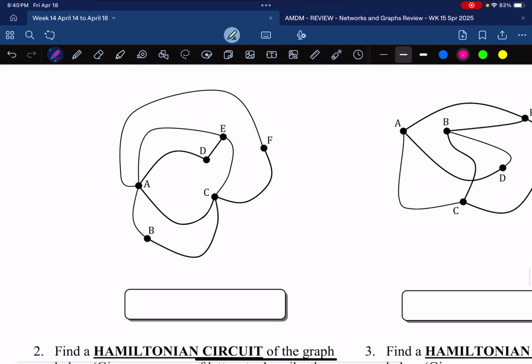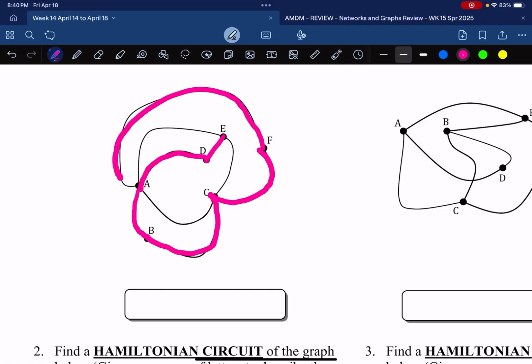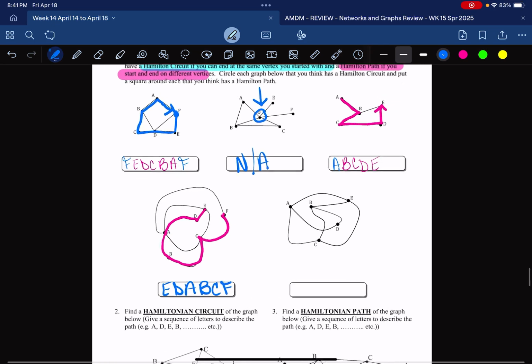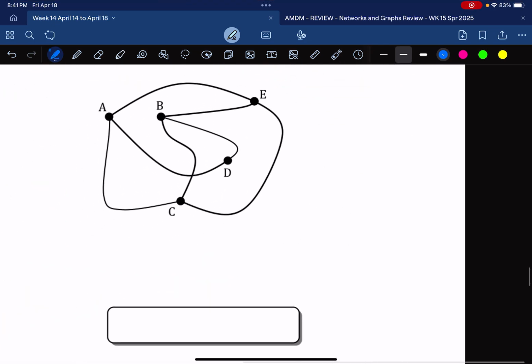Now we can also have them like this. It can curve and go around. You will just have to start wherever you want and see if it's a path. And if I continued here, I would have to go to A, which would not lead me back to E. So it's not a circuit, it's a path. The path in which we took was E, D, A, B, C, and F. So that is how we can determine. Let's look and do this one right here.